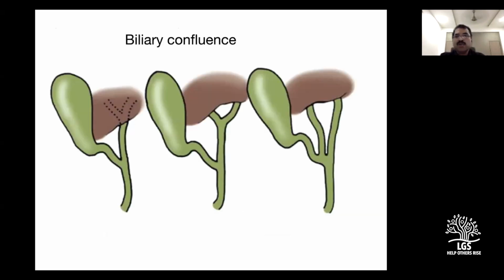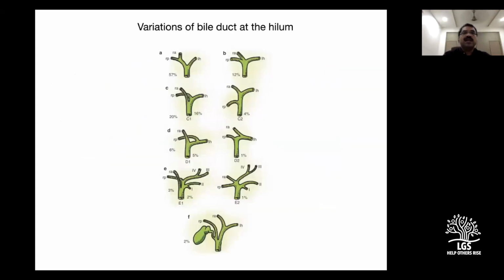So the next thing is about the biliary confluence. You know, the biliary confluence is notorious for variation. It can be an intrahepatic confluence, or it can be the common type of extrahepatic confluence. Sometimes there will be an absence of the confluence because the right duct, left duct, and cystic duct all join together, and there is no common hepatic duct. So there are instances in which you won't see a common hepatic duct as well. So there are variations in the bile duct at the hilum.